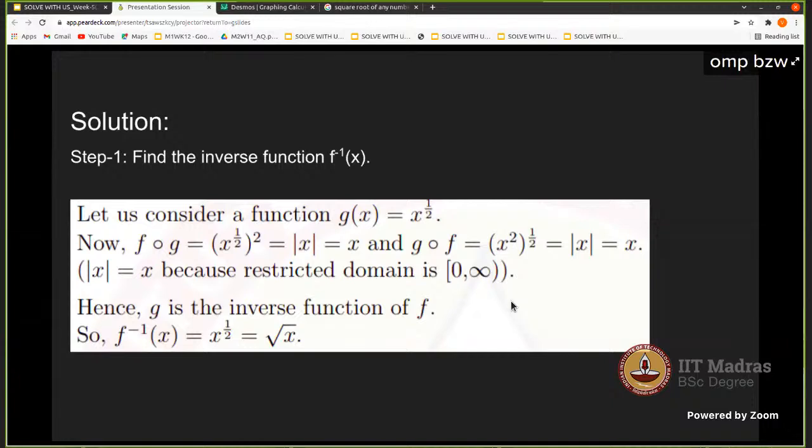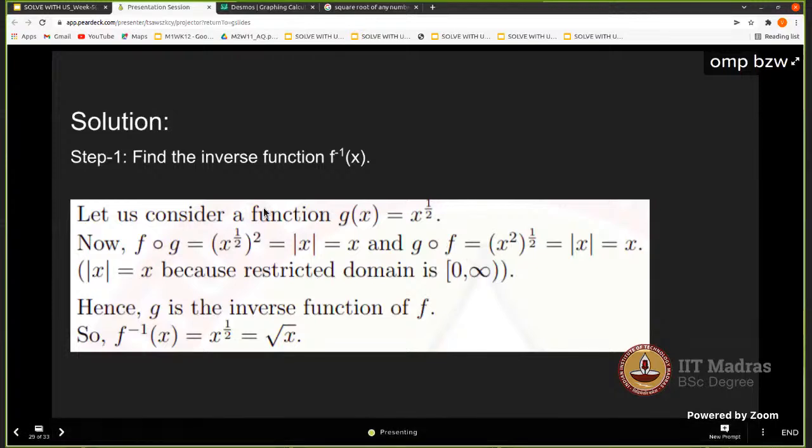Now what I will do is compute f circle g. So f of g of x, f circle g is nothing but f of g of x. So f of x to the power half. So f of x is x square, f of x to the power half is x to the power half to the square. Right? Once you compute f circle g, I will get this. Now you see, if I have to cancel these things, I will get mod x. So I can write mod x as x because I have restricted the domain to 0 to infinity. In 0 to infinity, mod x is x.